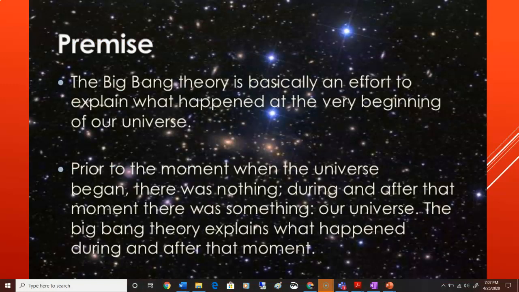Now, the premise of the Big Bang Theory is that it's an effort to explain what happened at the very beginning of our universe. Prior to the moment when the universe began, there was absolutely nothing. Most people picture it as a big empty black void, but the thing is that there was no black. There was no void. There was no space. There was no empty space to put something in. And the Big Bang Theory explains what happened during and after that moment when the nothing became something.